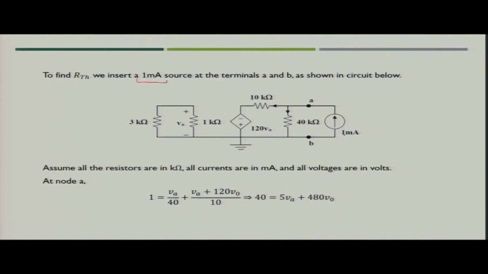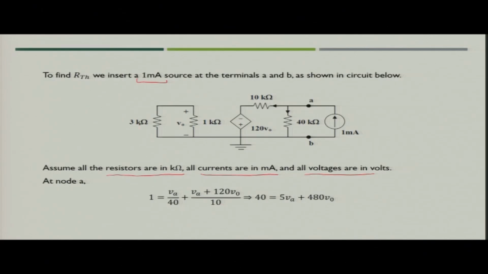Why 1 milliampere? Because the resistances are in kilo ohm. So, we can connect 1 milliampere so that the circuit can be simplified. So, what we have done? Since the resistances are in kilo ohm, we have added a current of 1 milliampere, so that the voltage would remain in volts.